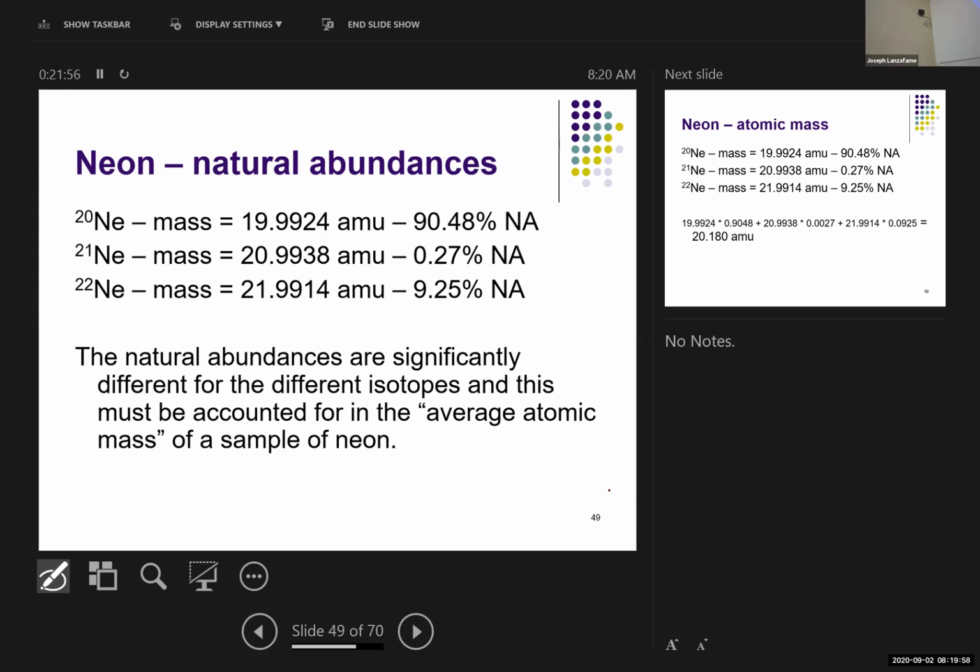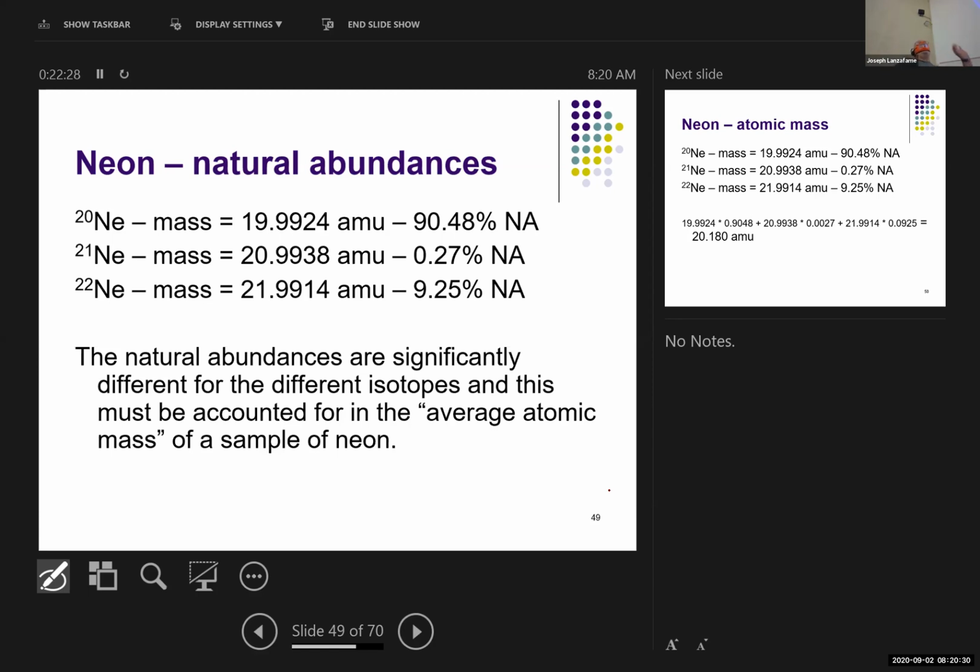Most of the rest of them are actually neon 22, a little over 9%. And a measly 0.27% of neon atoms are actually neon 21. As a result, the average mass of neon isotopes is very close to neon 20, because that represents more than 90% of all neon isotopes.